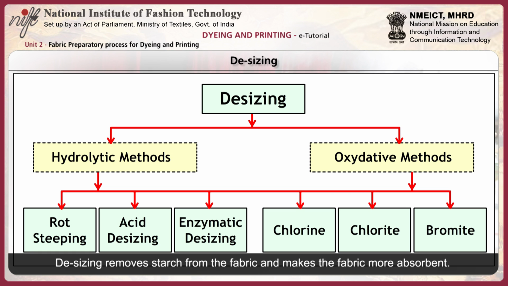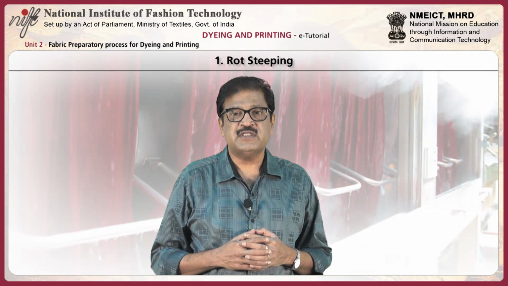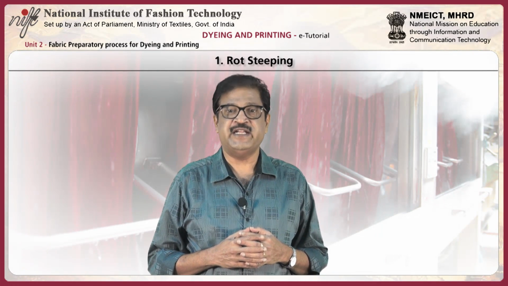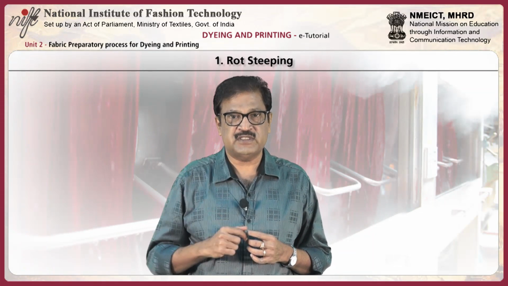After singeing, the fabric next goes to the desizing process. What is desizing? Desizing removes starch from the fabric and makes the fabric more absorbent. There are different types of desizing process normally carried out in the processing industry. Let us discuss the different types of desizing process.